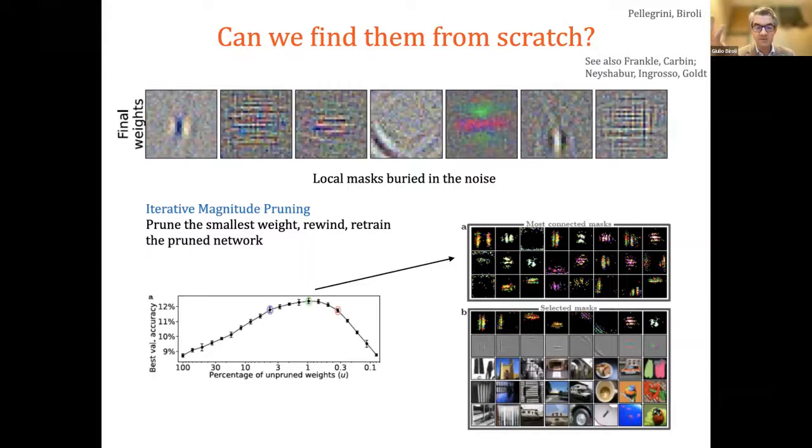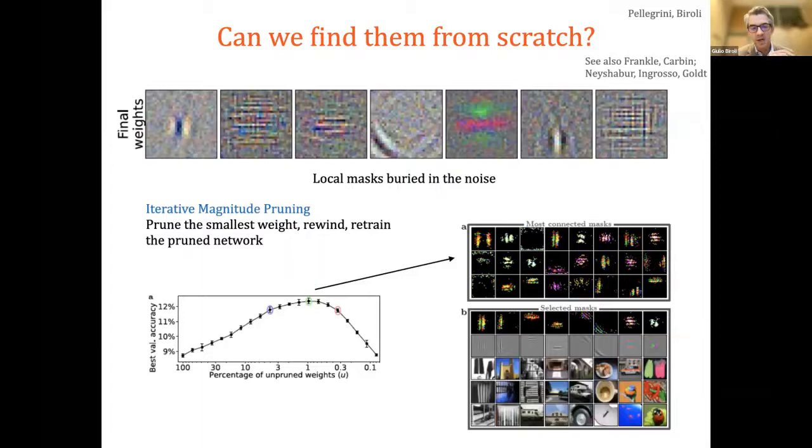Of course, CNNs have been found just by using the property of the data and fixing it in the architecture. But can one try to find them, let's say, in an agnostic way from scratch? This is a question that other people have asked, and I think it was maybe addressed also yesterday. So what I'm showing you in the first line of the slides are the final weights. I have a network with some layers, and I'm considering the input weights in the first layer. And here are the final weights after training.